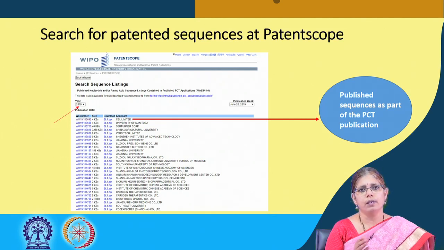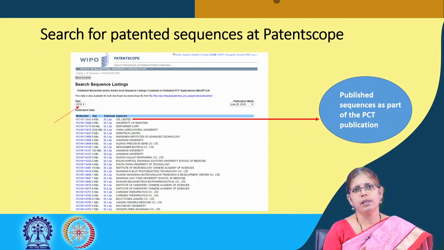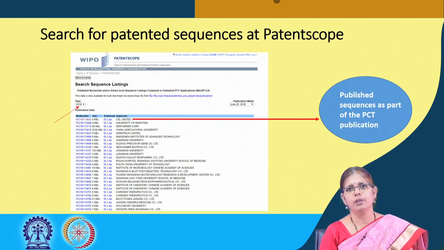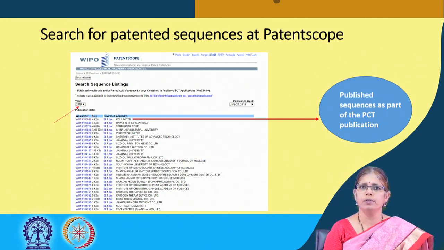So, this is a database which is regularly updated, and it has information in relation to sequence search beginning from 2019 and going backwards. So, you can search by the year. So, what is the information that you get? You have the patent document which forms the base document for the set of sequences which are claimed within that particular patent.